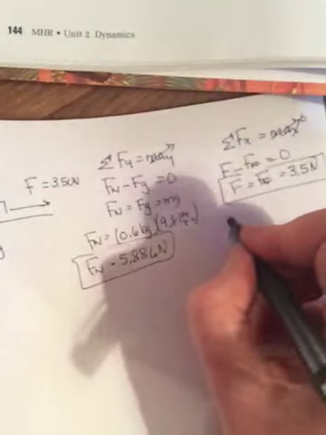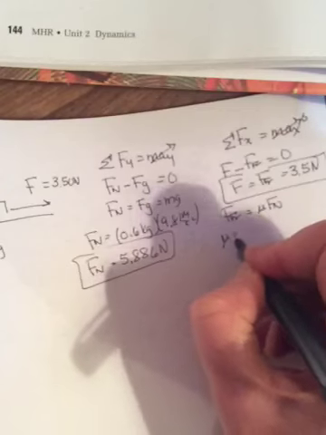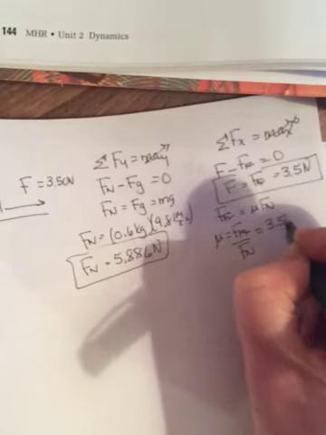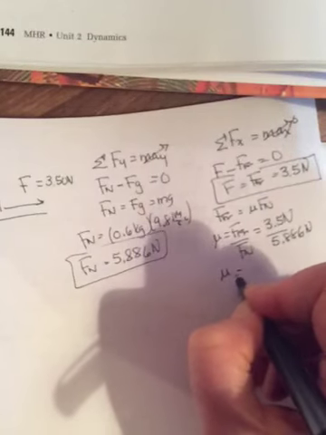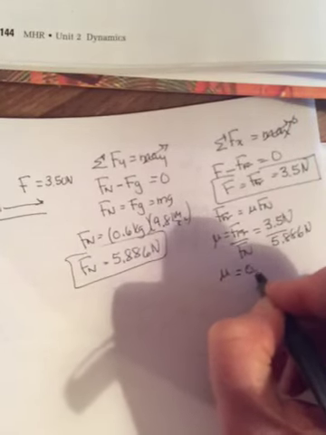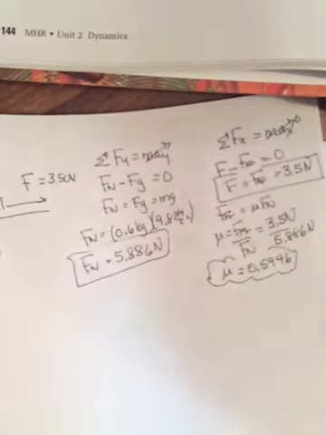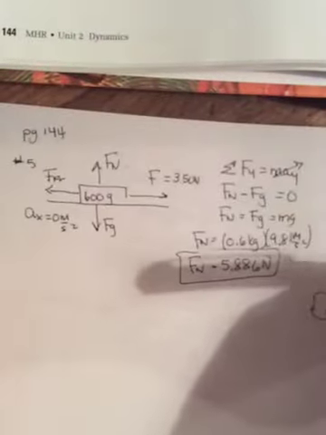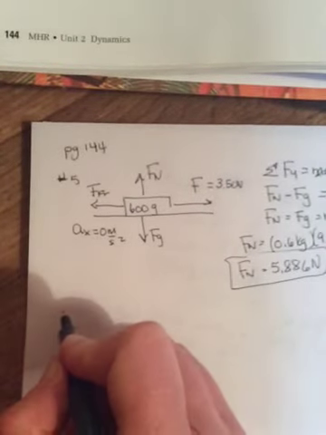And then the coefficient we would find from F_fr equals mu Fn. So mu is equal to friction divided by the normal force. So 3.5 newtons divided by 5.886 newtons, and you get a mu of 0.5946. Part C says, which coefficient of friction have you found, static or kinetic? It says that you're pushing at a constant velocity, so it has to be kinetic, because if it's moving, it's kinetic. If it was stationary, it would be static.